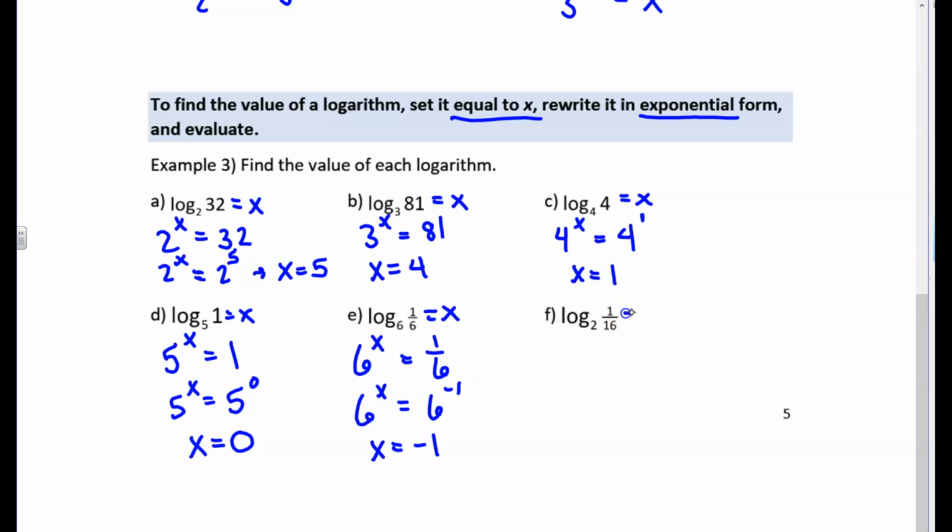2 to the what gets me 1/16? Well, that would be 2 to the x equals 1/16. I'm going to rewrite both in base 2. So 2 to the 4th is 16. So 2 to the -4th is 1/16. Therefore, your x must be -4. So all we're asking here is what would I have to raise the base to get the thing inside the logarithm? That's what the x value is.